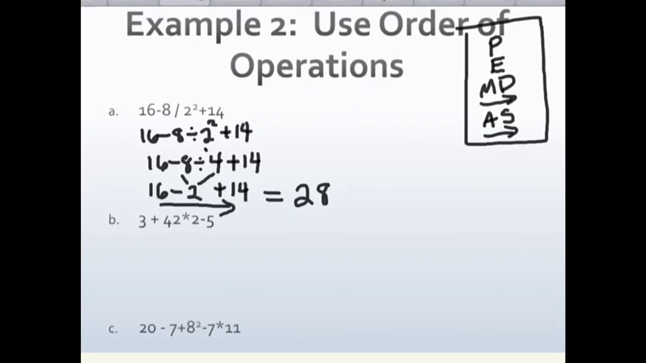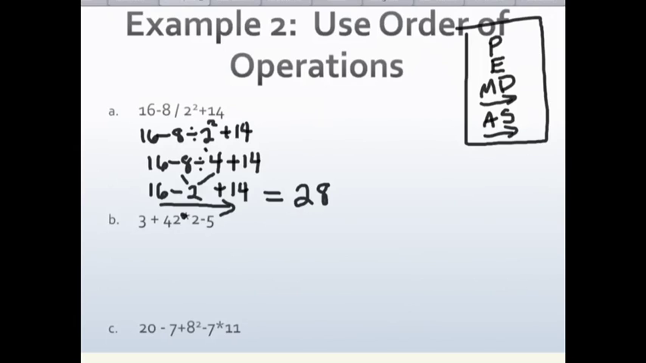In part B of example 2, this looks a little weird. This font is kind of crazy. I think I won't use it again. But this is 3 plus 4 squared times 2 minus 5. This 4 squared looks like 4 to the second power, but it's not. So now that we know that it's 4 squared, let's take a look.